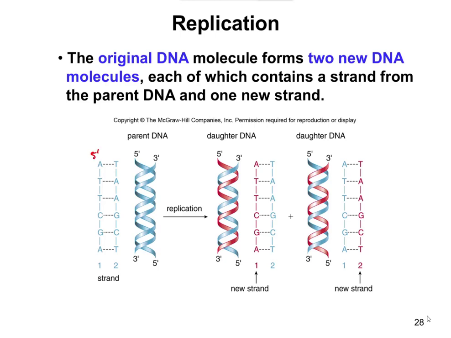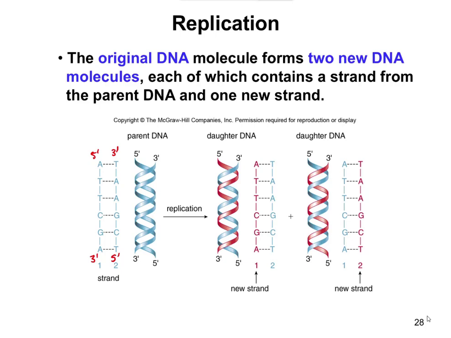So let's call that the 5' end and that the 3' end. And that means the other strand, if you remember, DNA is always anti-parallel. So one's going to be from top to bottom, 5' to 3'. The other one's going to be bottom to top, 5' to 3'. A base pairs with T, C base pairs with G.